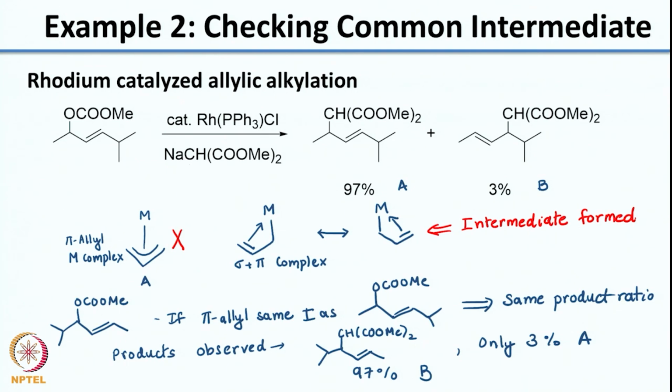So shown here is a very nice example whereby switching the substituents on the reactant, you get completely different product ratios, and indirectly it tells you what is the intermediate that is being formed. So we saw two different examples of how you use the common intermediate concept to figure out the nature of the reaction intermediate. Now we will move on to other experiments.